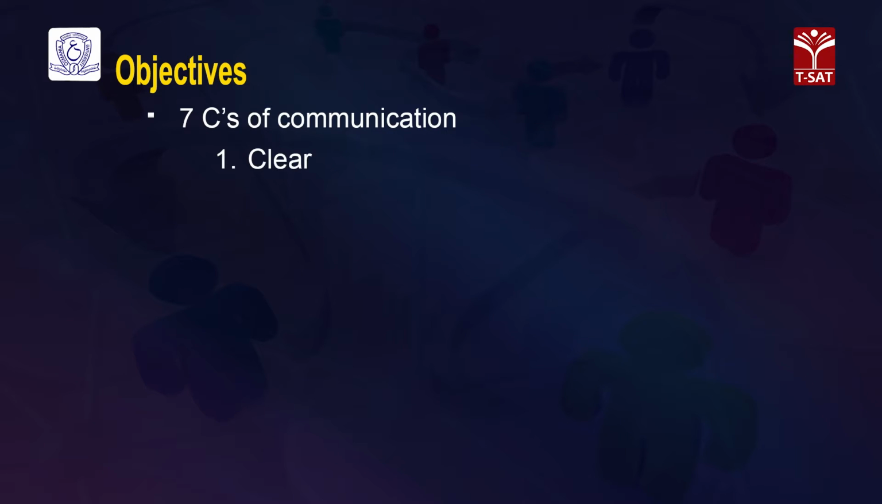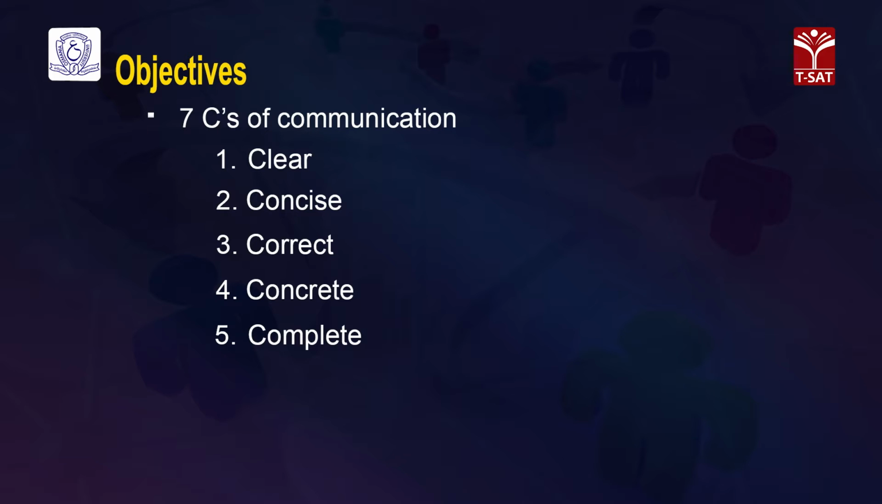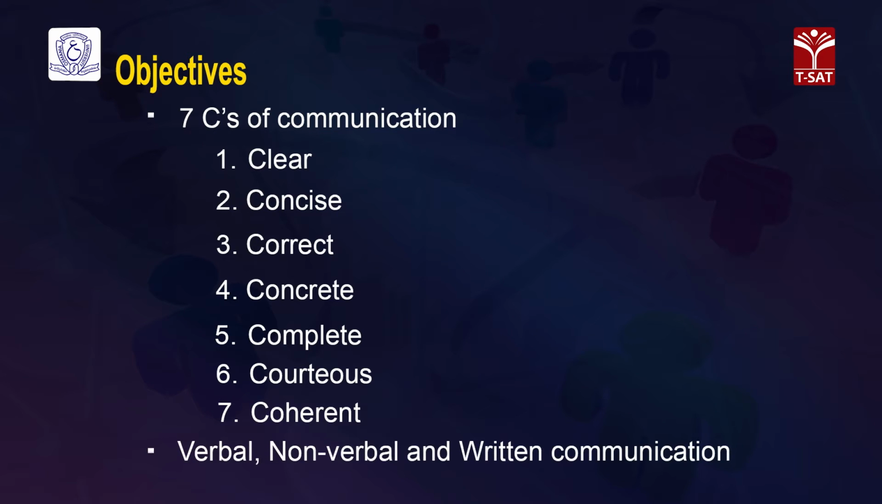The various forms of communication will be covered in depth in a different lesson. However, in this section, we will address how we can enhance our communication with respect to different forms. The main objectives in this lesson are to understand the 7 C's of communication. The first one is clarity or clear, concise, correct, concrete, complete, courteous. The next C is coherent. The 3 major forms of communication we will focus on are verbal, non-verbal and written communication.